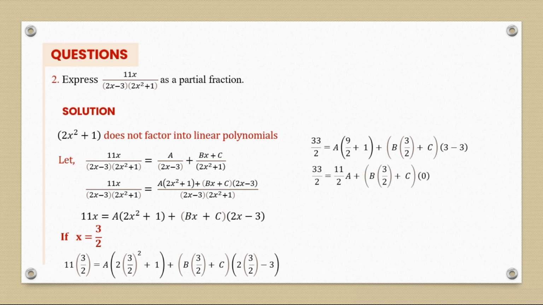So a can be found. So we'll have 33 over 2 being equal to 11 over 2 of a, of which a shall be equal to 3. So that's going to be a quick way of finding a. So now that we know a, we can actually simply solve this part right here, and then we shall just equate and compare the coefficients on both sides.